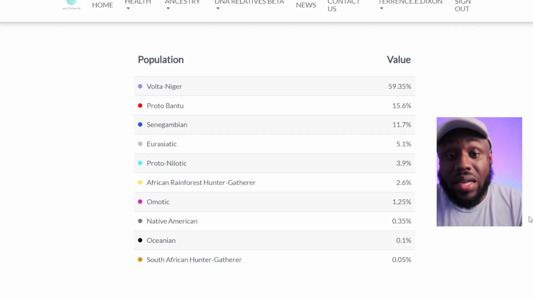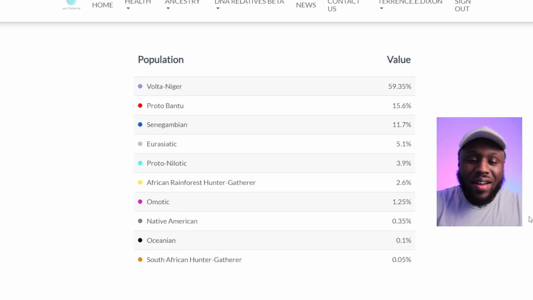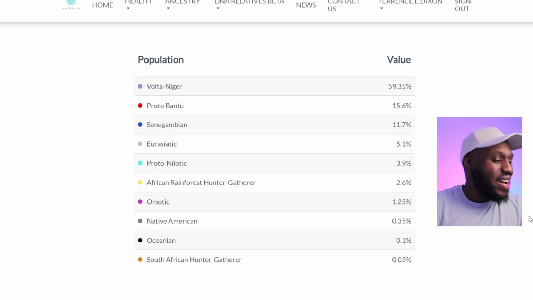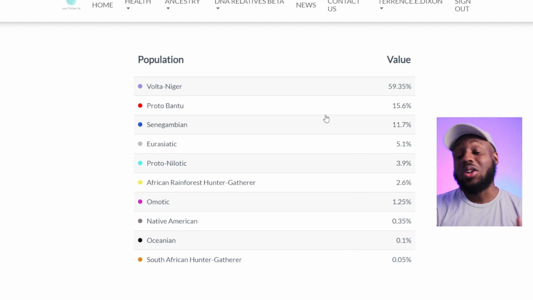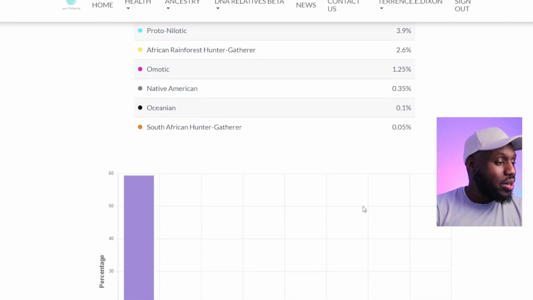Okay, so now we see the percentage breakdowns here. We have Niger, Volta, we have Proto-Bantu, Senegambian, Eurasiatic, Proto-Neolithic, African rainforest hunter-gatherer, Omotic, Native American, Oceanian. I'm probably butchering most of these names. South African hunter-gatherer. Okay, so as you can see, if you watch my other videos, we don't see results like this in my other videos.